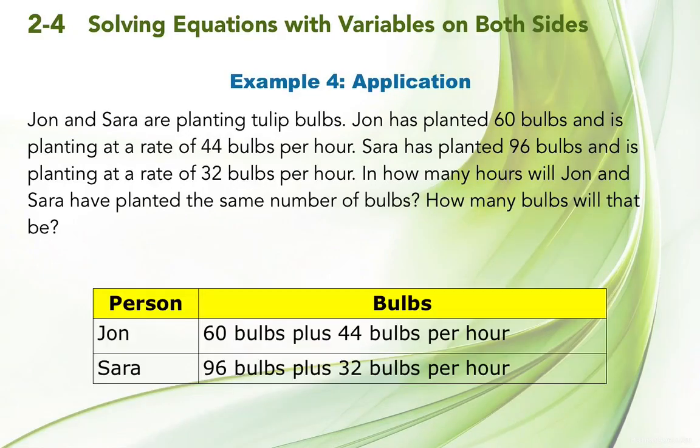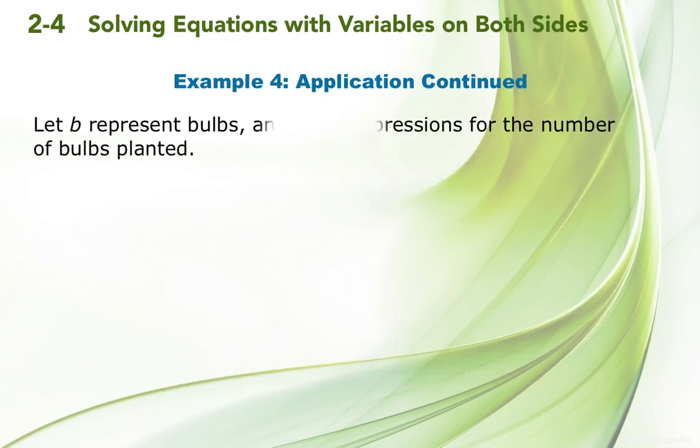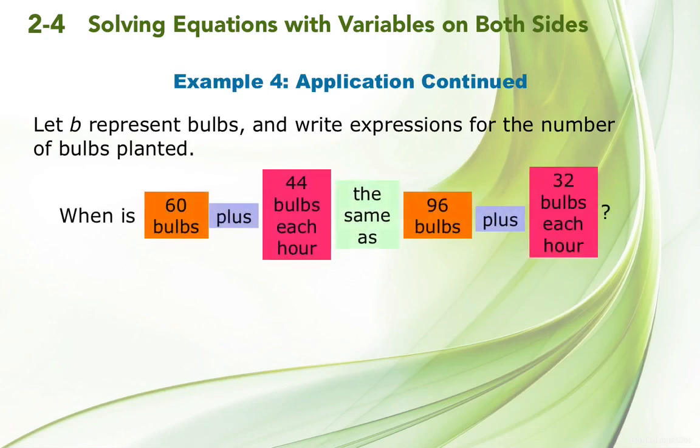So what we're going to do is look at this equation here. So John, here it is again. John already has 60, but is moving a little bit faster than Sarah. So what we're going to do is design an equation to figure out what this is going to look like. So we're going to use B for our letter. It's going to be for bulbs, and we're going to write an expression. So if you think about it in word form here, John, who has 60 bulbs, plus his 44 bulbs per hour, is the same as, that's going to be equals, of course, Sarah's 96 bulbs, plus her 32 bulbs per hour.